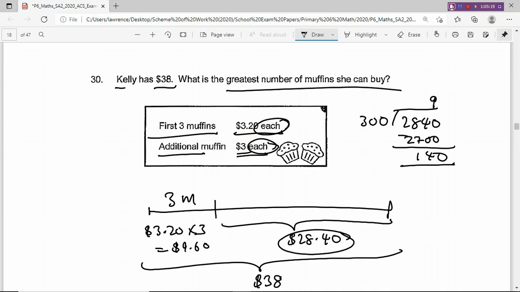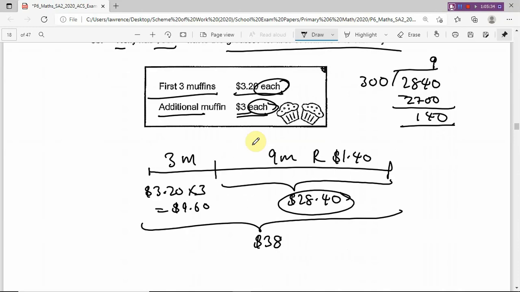What is this? It means that you can buy 9 muffins, and there is leftover money, which is $1.40, which cannot be used to buy any more muffins. So in total, what is the greatest number of muffins that she can buy? So 3 plus 9 equals 12.